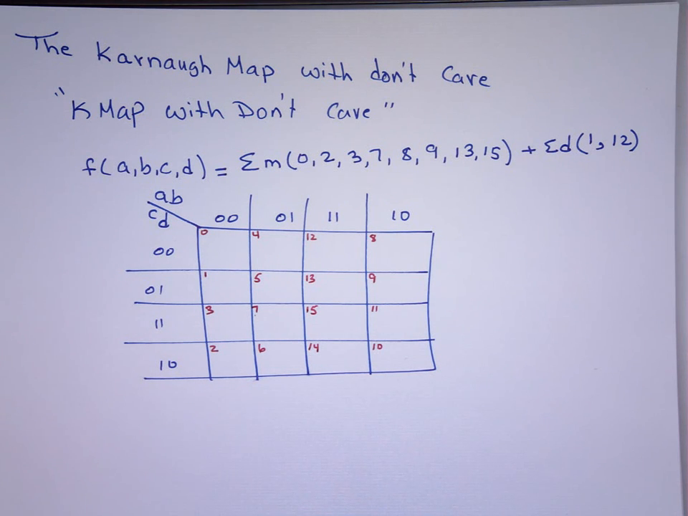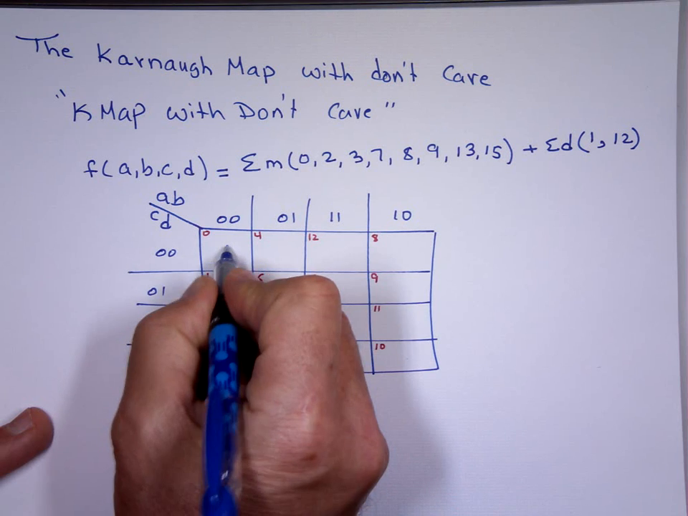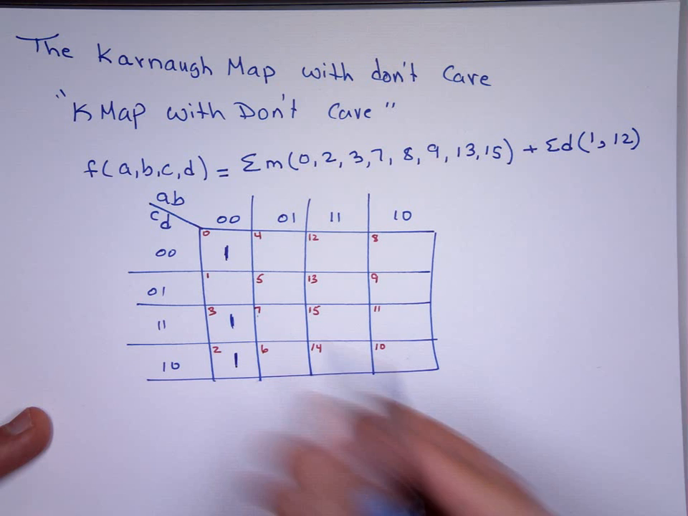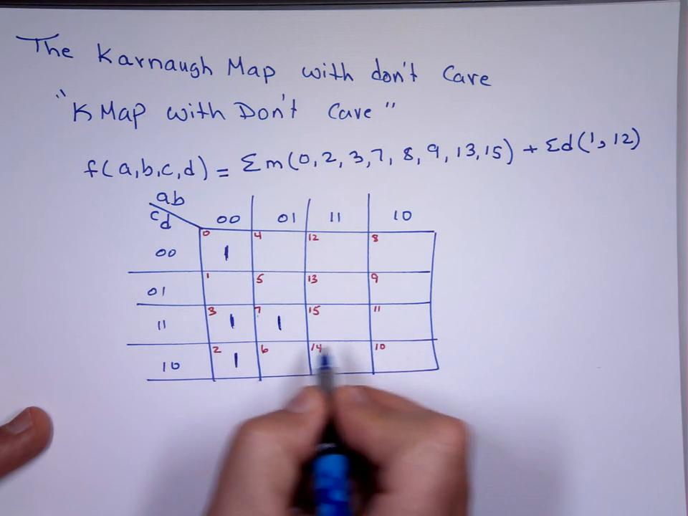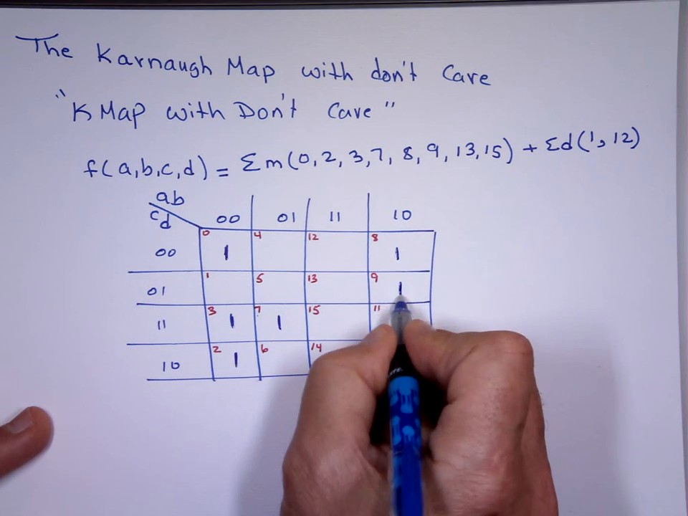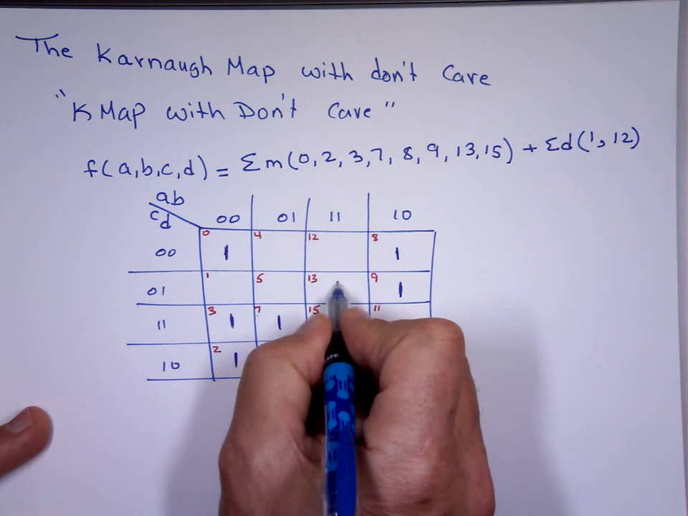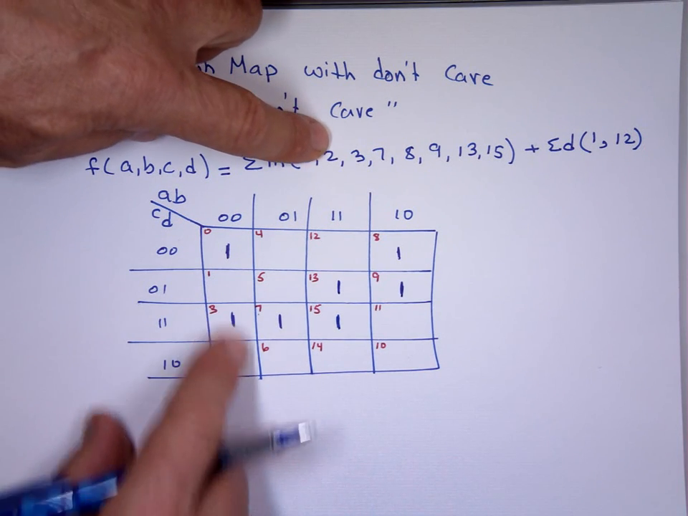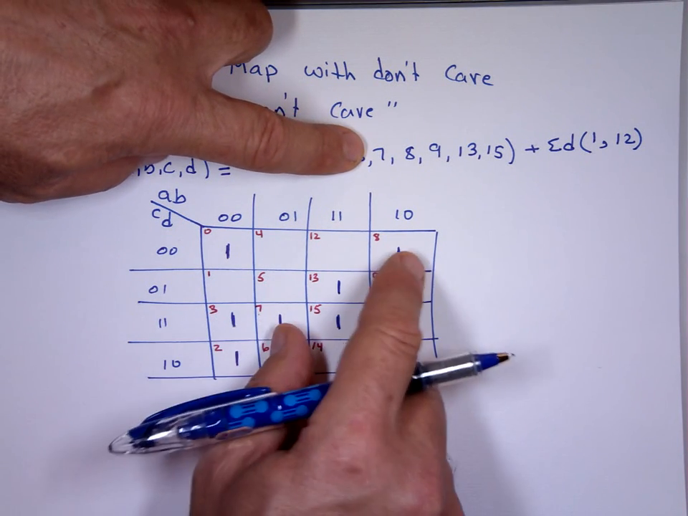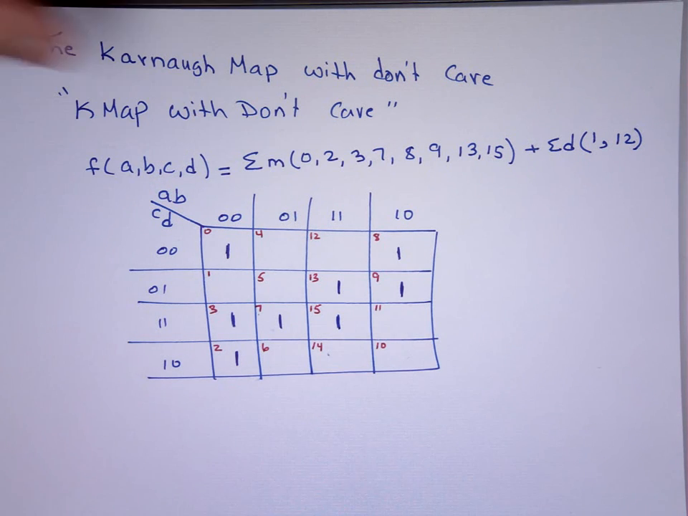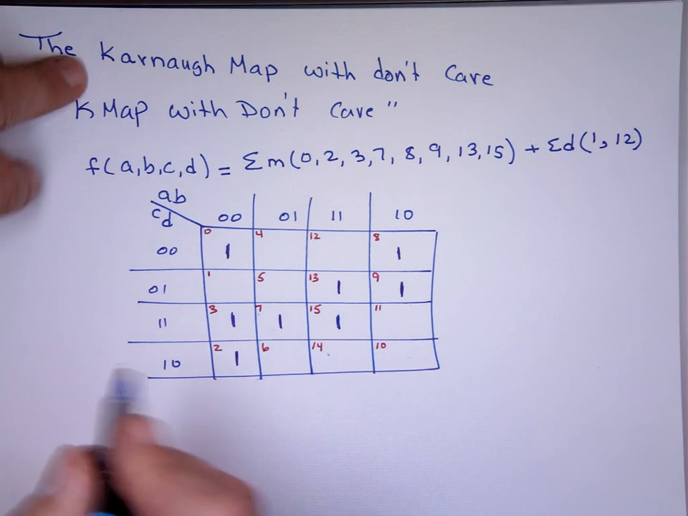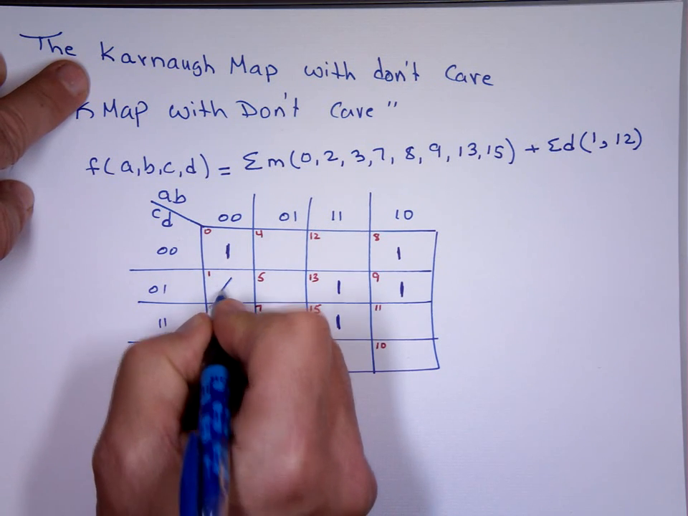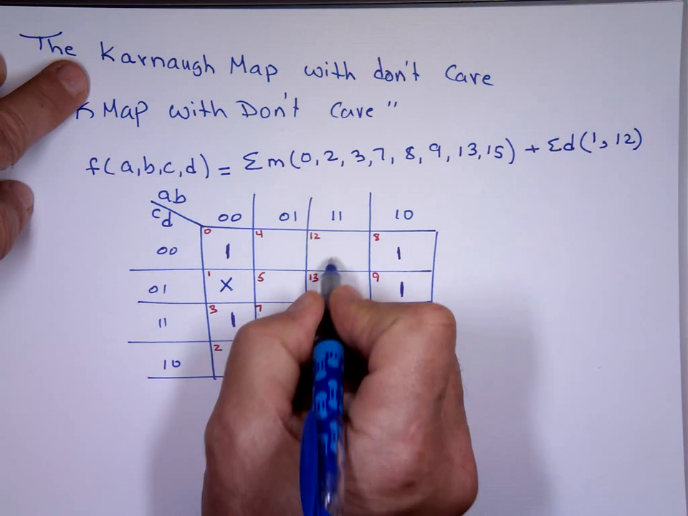It says we have a 1 where? At 0, at 2, at 3, at 7, at 8, 9, 13, and 15. 0, 2, 3, 7, 8, 9, 13, 15. For don't care, we have one at 1 and one at 12. Let's put X for don't care. And at 12, which is right here.